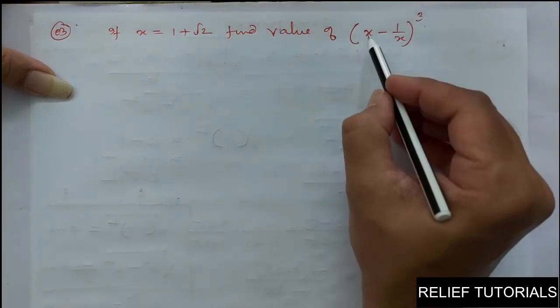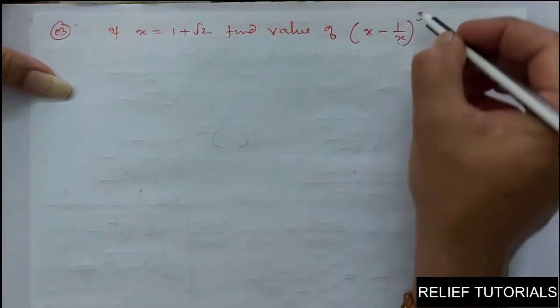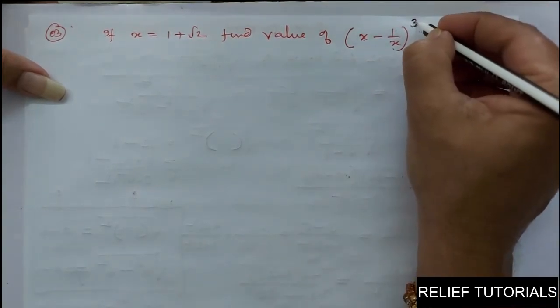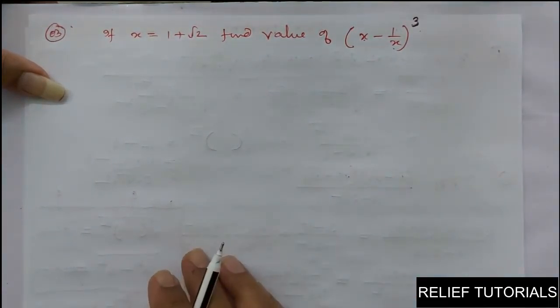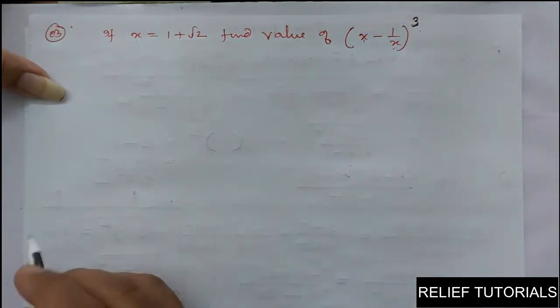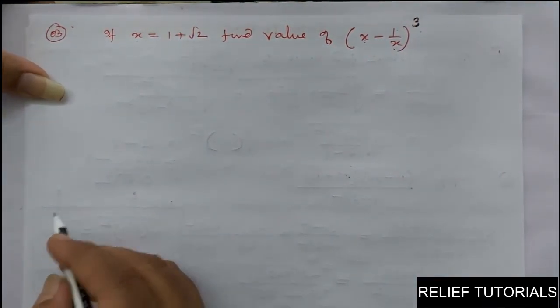So what you will do, you will put here x, 1 upon x, then you will write the whole cube. See, this is whole cube, so it is very difficult. So how to solve this problem? We have x, we don't have 1 upon x. Clear? We don't have 1 upon x.